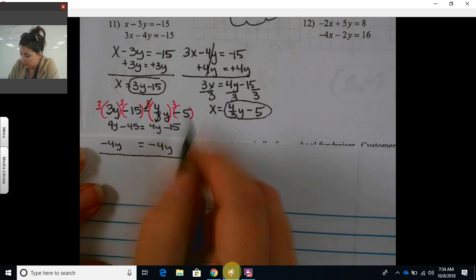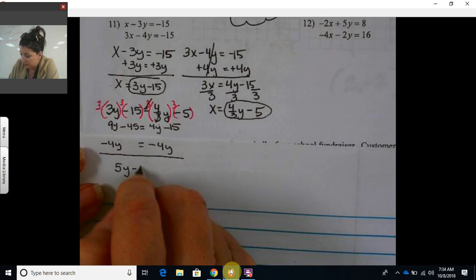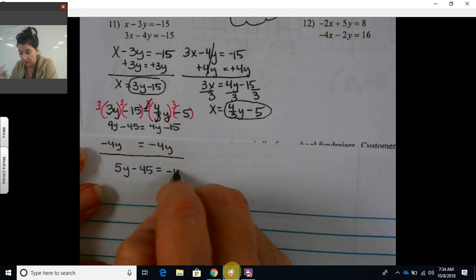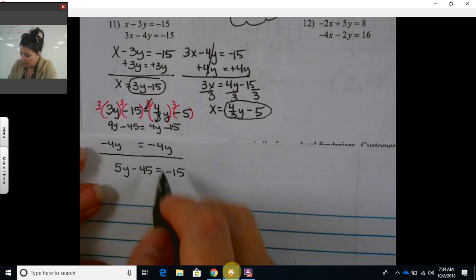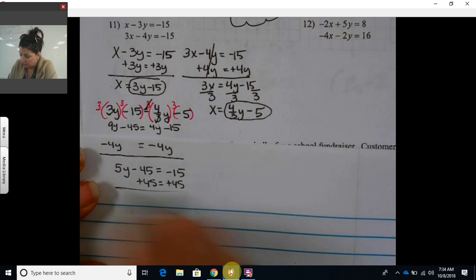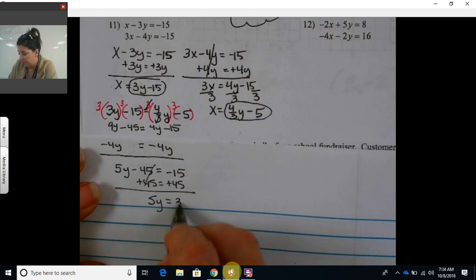So I have 5y minus 45 equals negative 15. Add 45 to both sides. So 5y equals 30. So y equals 6.